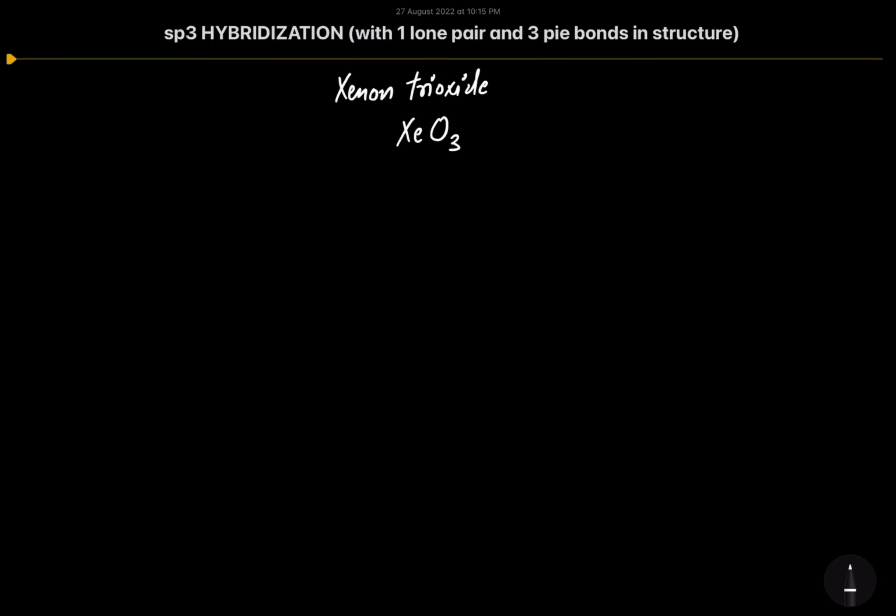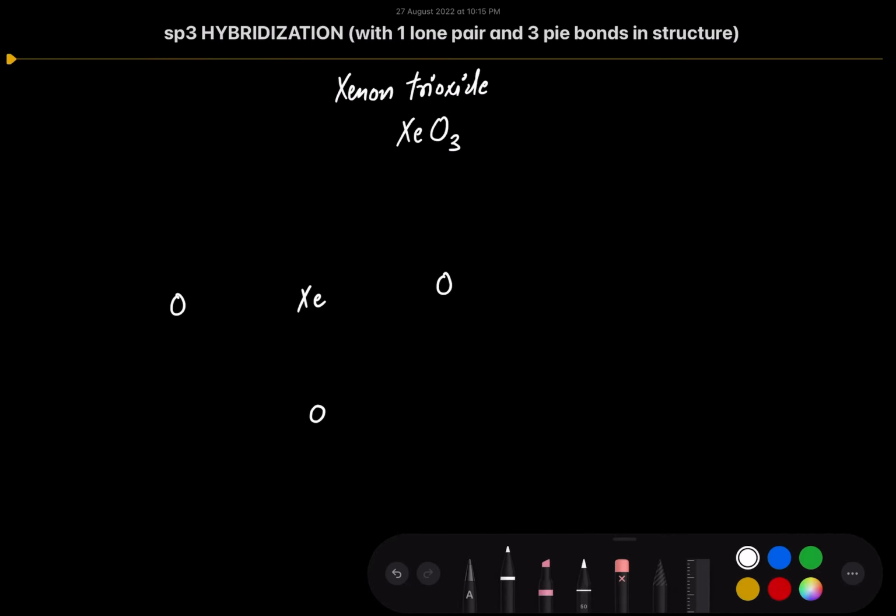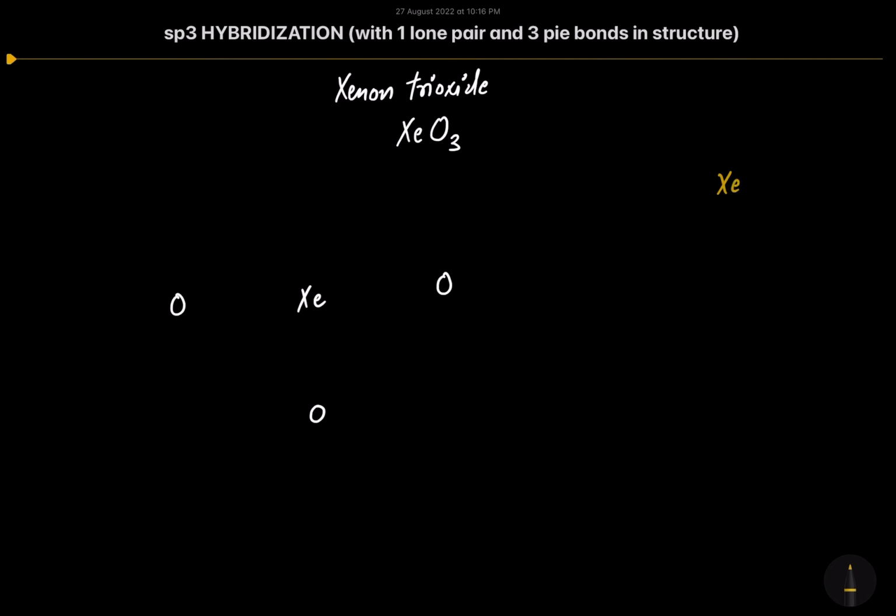Let's make its Lewis structure first. So I'm writing xenon, oxygen, oxygen, and oxygen. Now let's talk about xenon. Xenon is a noble gas element, so obviously it will have 8 electrons in its outermost shell. So let's mark 8 electrons around xenon. That's first electron, second, third, fourth, fifth, sixth, seventh, and the eighth.